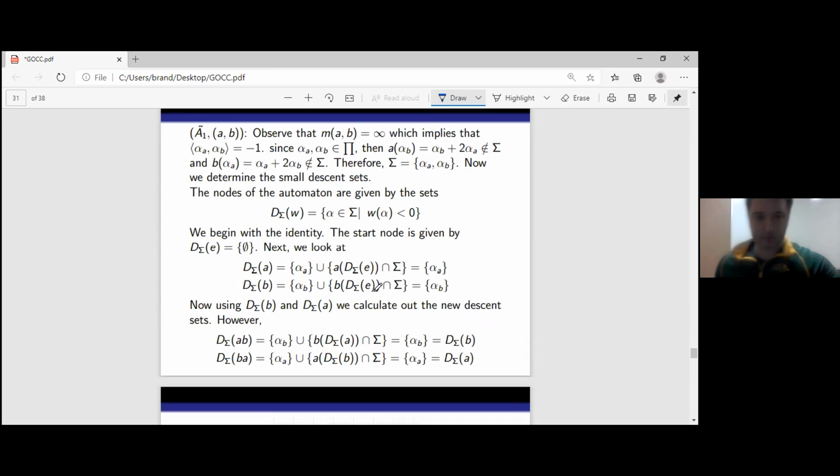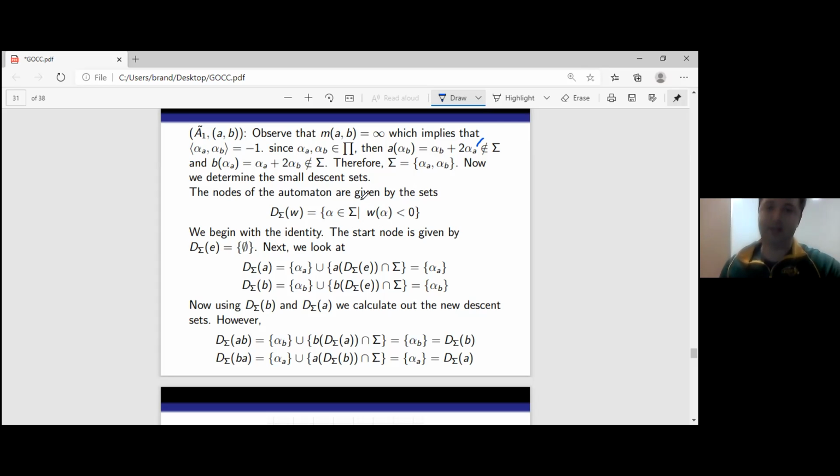Here is A1 tilde. Right here is the direct scheme for how things are calculated. Since the order between A and B is infinity, this implies that alpha A, alpha B equals -1. Since they're simple roots, when I hit alpha B with A, you're going to get this here, and that's not a small root. You go through the definition of the lemma that I gave you on previous slides. Do the same thing. That's not a small root, so you get your small roots being alpha A and alpha B.